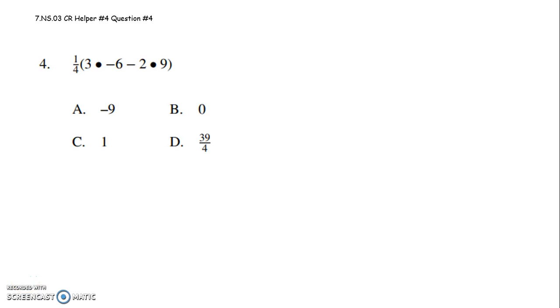All right, 7th graders, this is to help you with question number 4 on CR number 4. I'm going to rewrite it so that it looks a little bit more like the one on your CR, but it's the exact same type of problem. 3 times -6 minus 2 times 9 all over 4.